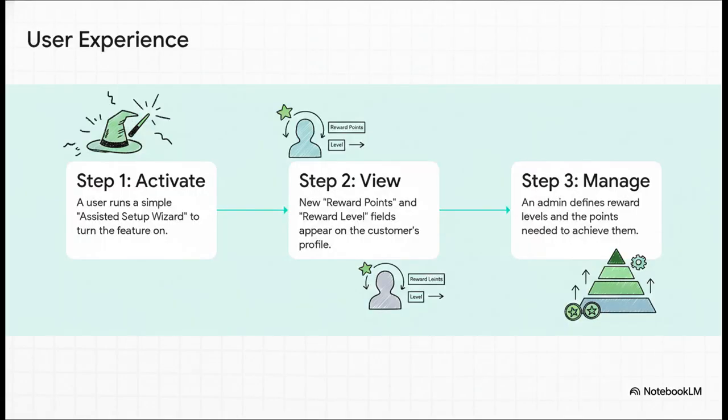So what does this actually look like to the person using the software? Well, first, they run a simple little setup wizard, and boom, instantly, new fields for reward points and reward level just appear on the customer's profile. Then an administrator can go to a new screen to define all the reward tiers. It's totally seamless. It feels like it was part of the software all along.